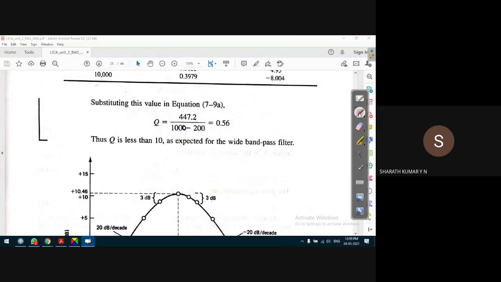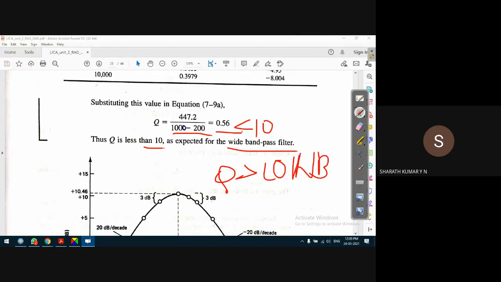So Q is 447.2 divided by 1000 minus 200. It's around 0.556. So what does this Q indicate? Q less than 10. Since it is Q less than 10, it is a wide band pass filter. Whereas if Q is greater than 10, then it will be a narrow band pass filter.